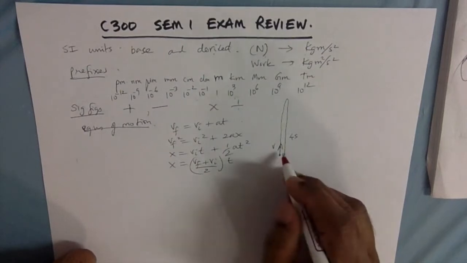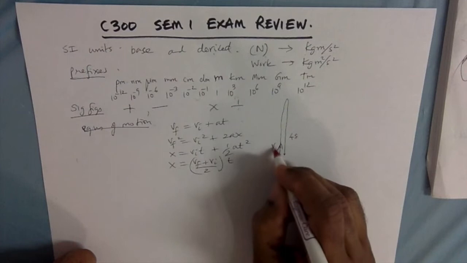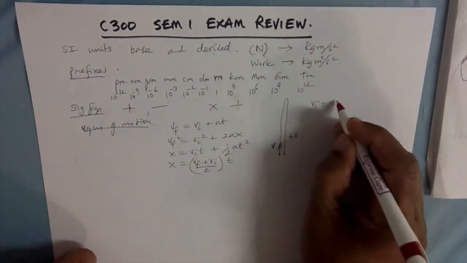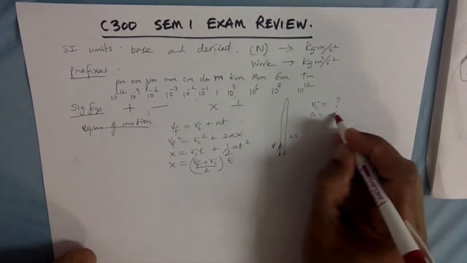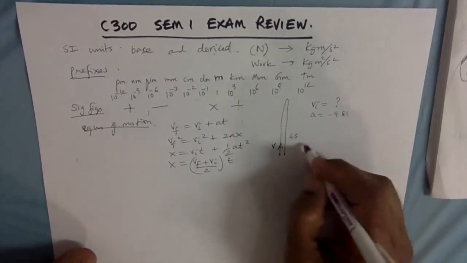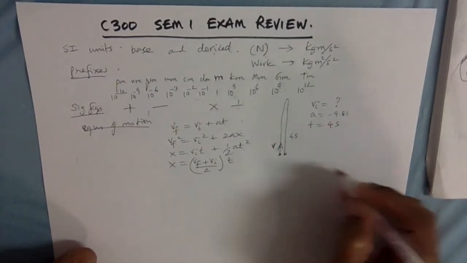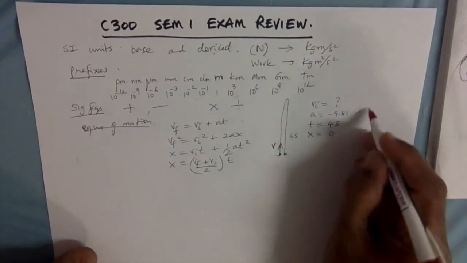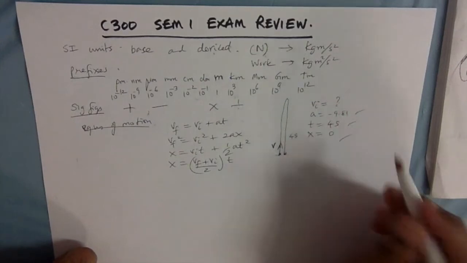So if this is the question, it comes back to my hands after 4 seconds, what speed was it thrown? If you look at the data, initial velocity is not known, acceleration is minus 9.81, and the time is given as 4 seconds altogether to start from here and reach here, and you can see the displacement is 0. So we have 3 things, and we can figure out the 4th one, which is VI.